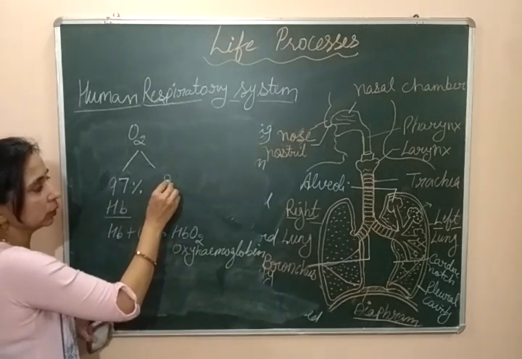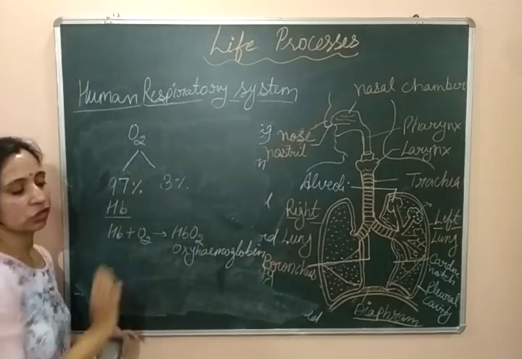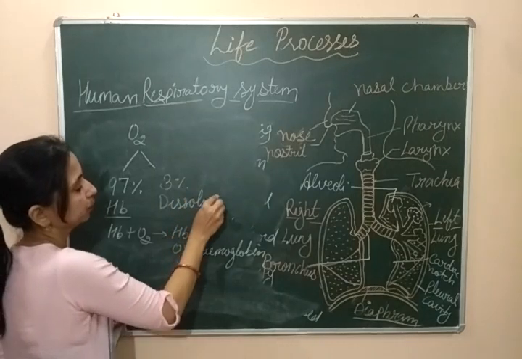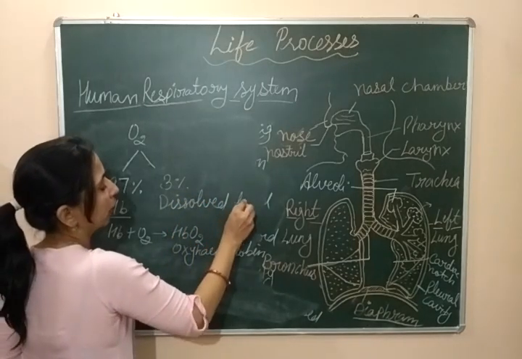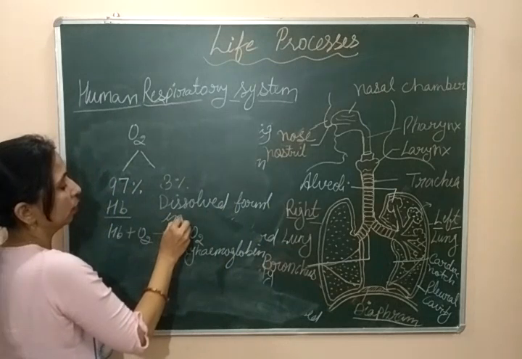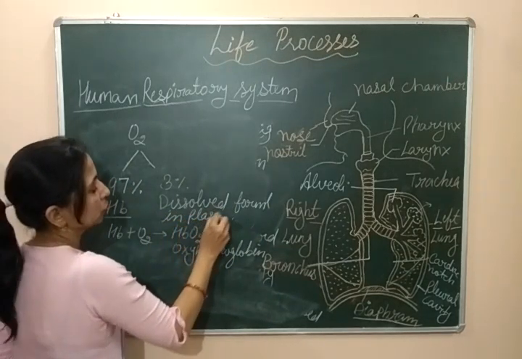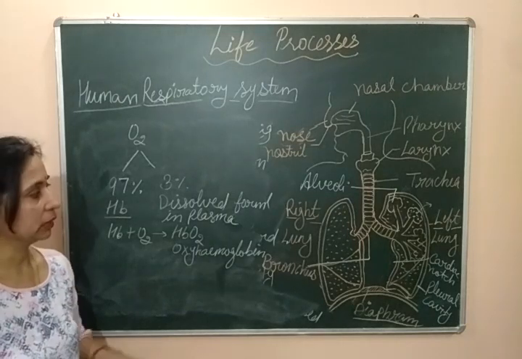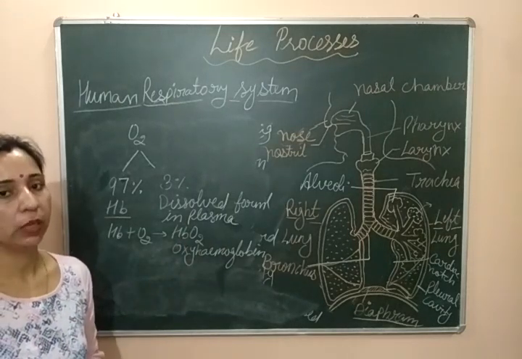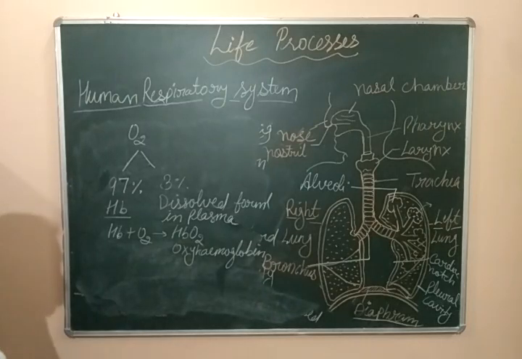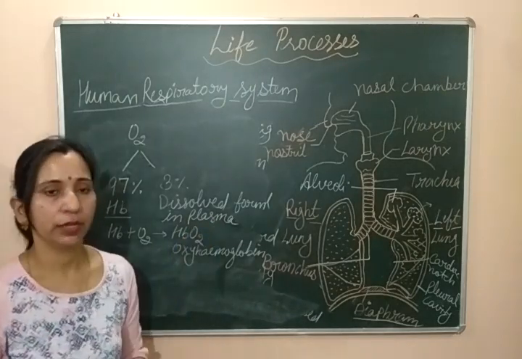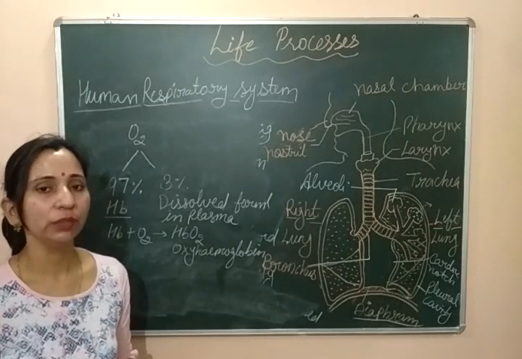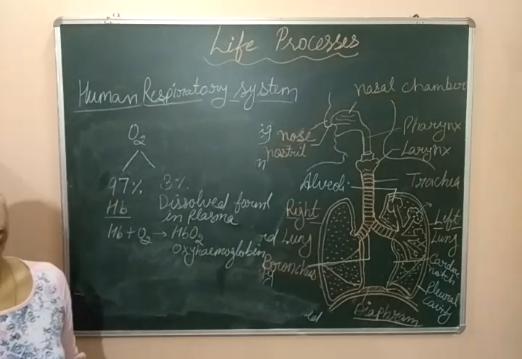The rest, 3% oxygen, is transported in the dissolved form in plasma. Rest 3% oxygen is directly dissolved into the plasma. Plasma is the liquid part of our blood, which is the watery part of our blood, and 3% oxygen is dissolved in this part and transported through this plasma all over the body. This is about the transportation of oxygen.